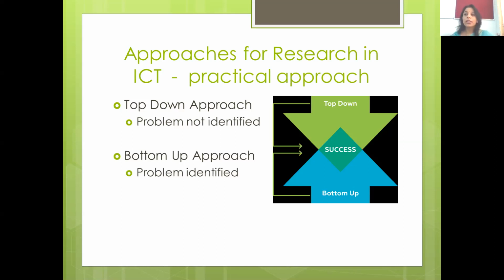If the problem is not clear to you, you can move on to a top-down approach. And if the problem is identified, you know this is the problem and there is no solution to it, and so far there is no best solution to it, and I want to venture into the terrain of finding a solution to it, then you go on to the bottom-up approach. And this simplifies our way of handling a problem, or handling a research.